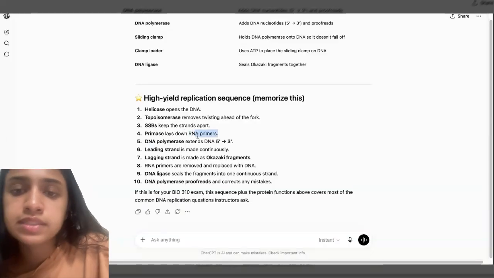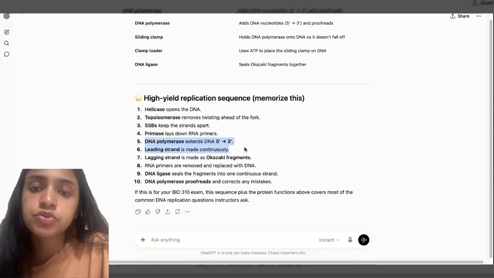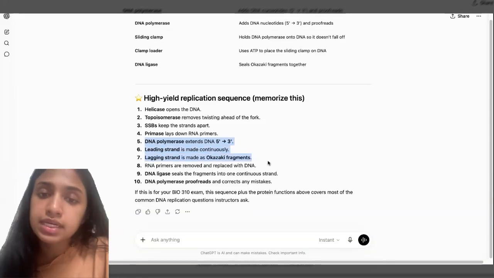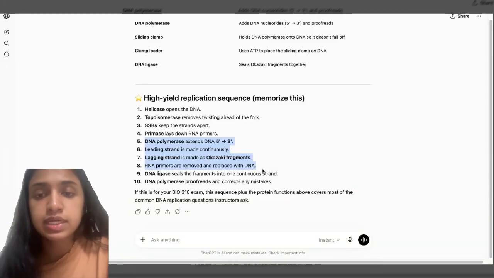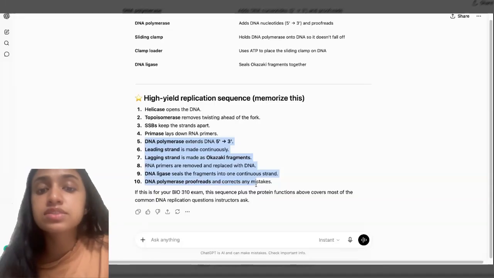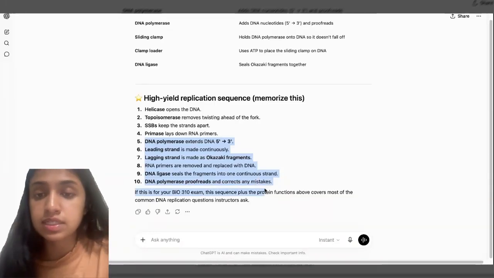So primase lays down RNA primers, DNA polymerase extends 5' to 3'. The leading strand is made continuously. The lagging strand is made as Okazaki fragments. RNA primers are removed and replaced with DNA. DNA ligase seals the fragments into one continuous strand. DNA polymerase proofreads and corrects any mistakes.